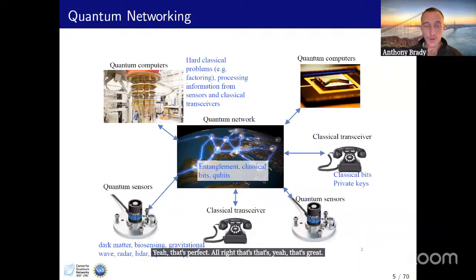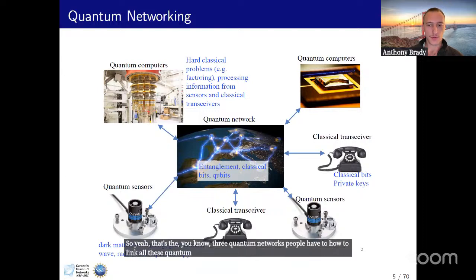So through quantum networks, people have to figure out how to link all these quantum information processors over large scales. And the reason that's a bit challenging is because these links are generally noisy and states are often fragile.